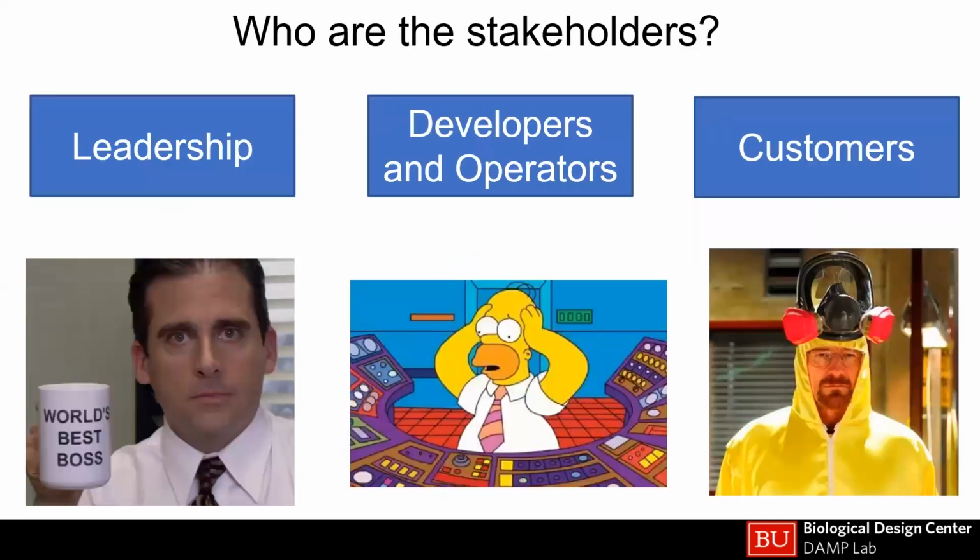So the next is the who. I think of the stakeholders as the leadership, world's best boss, Doug and Lynn, and then developers and operators. That's the team at the DAMP lab, the automation engineers. And then the customers. Don't think too much about the analogy. It kind of breaks down, but yeah, questionable characters.